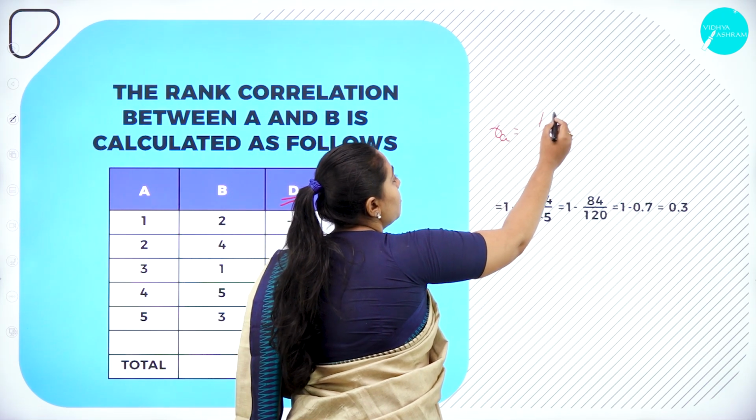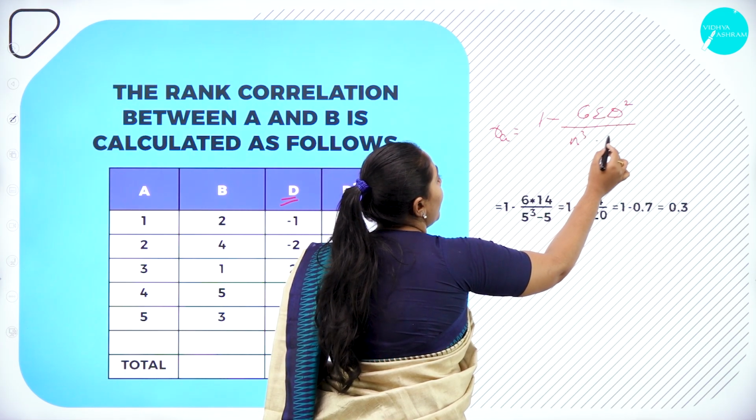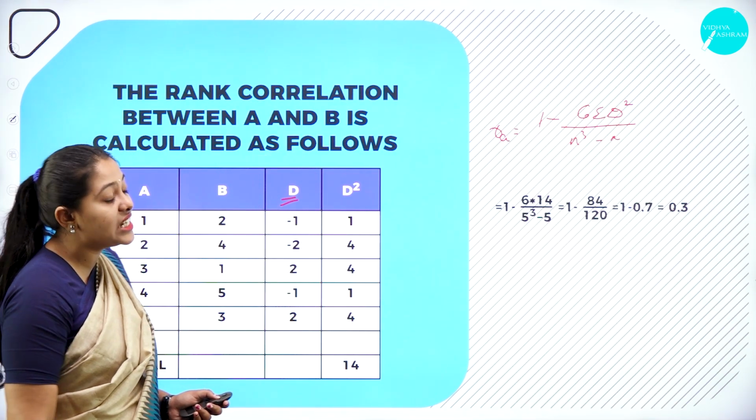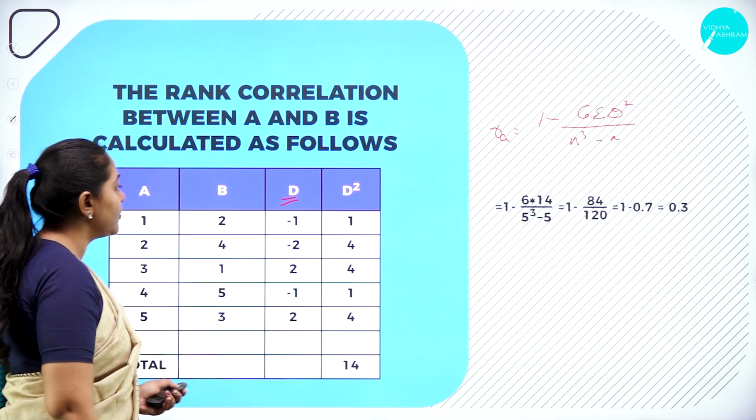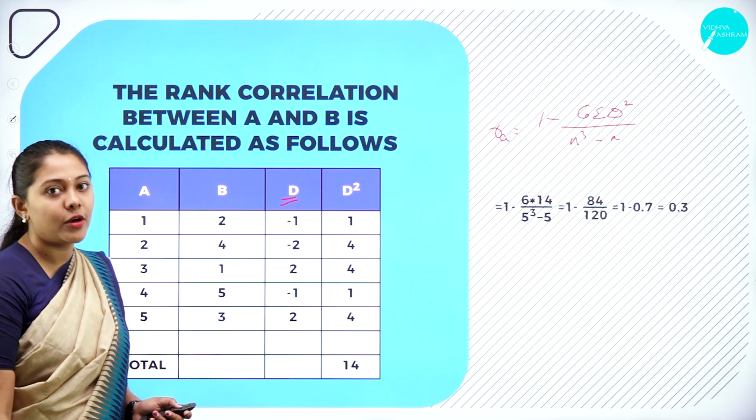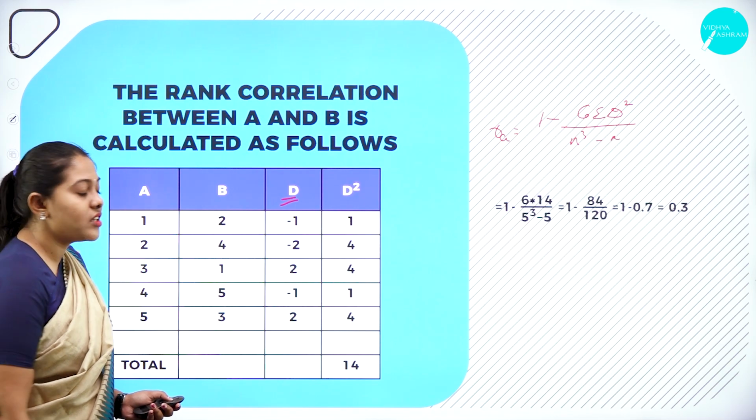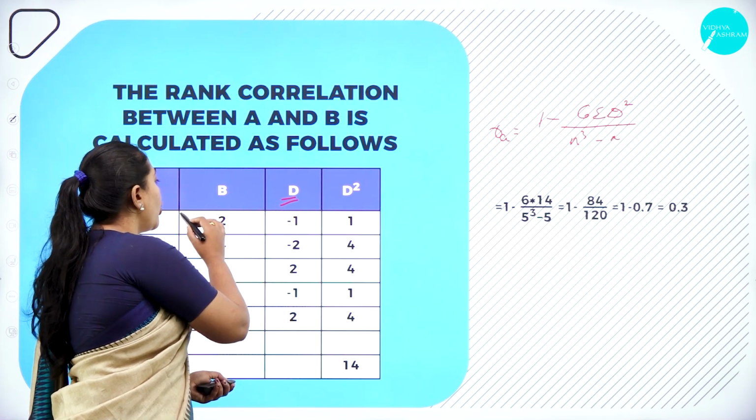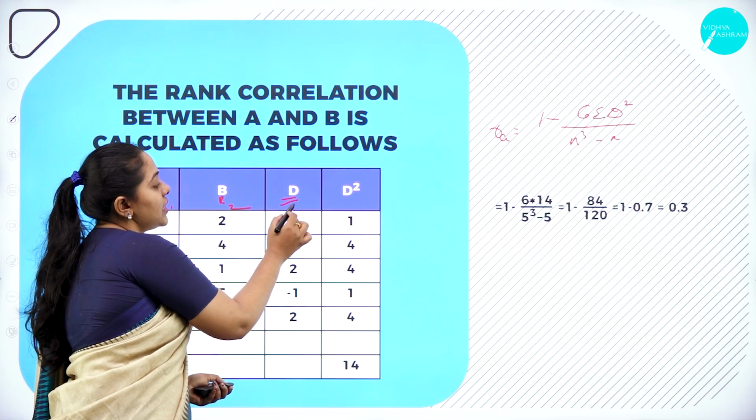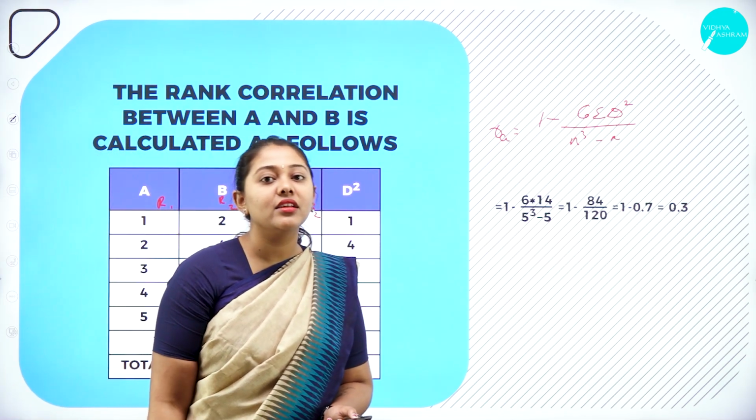So 1 minus 6 sigma d square divided by n cube minus n. So this is the formula. What we require is d square. So what is n? N stands for number of observation. So how many observations do we have? 5 is the number of observations we have. So the A value is given and the B value is given. So how to find out this D? This is considered as R1 and this is considered as R2. So D is equal to R1 minus R2. Rank 1 minus rank 2, you will get the deviation.